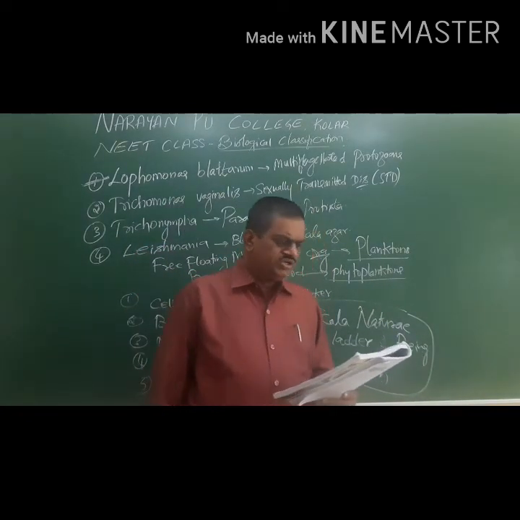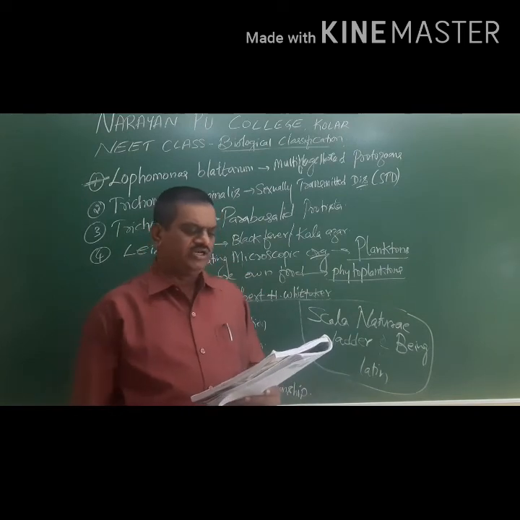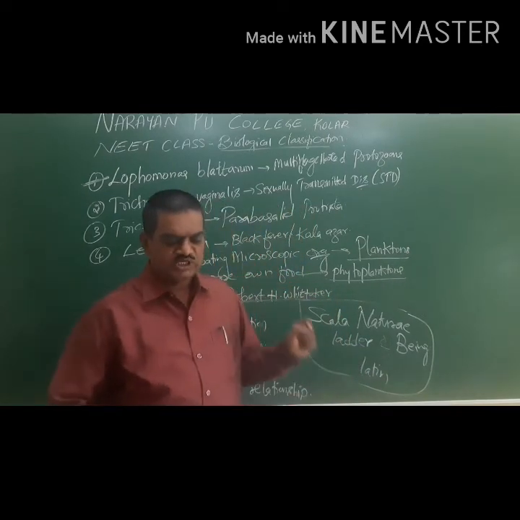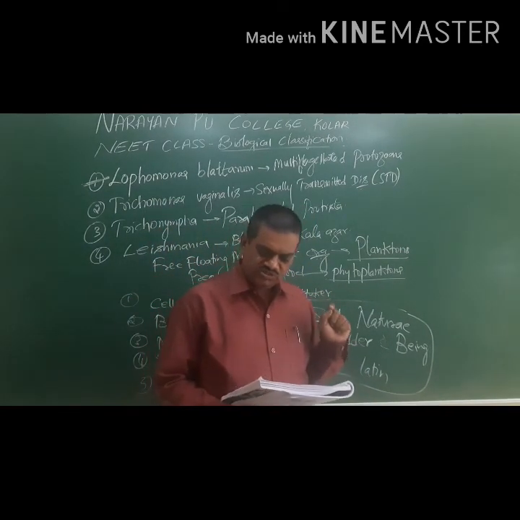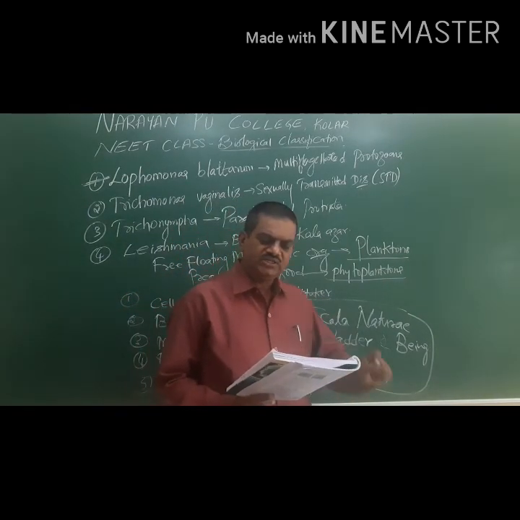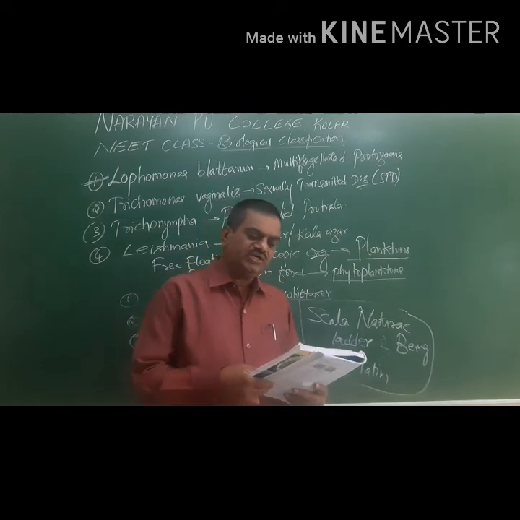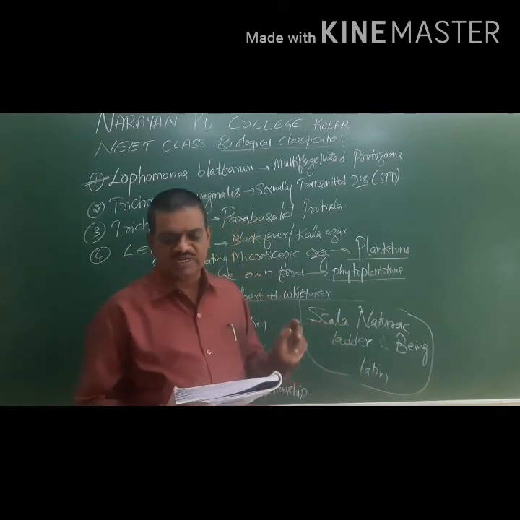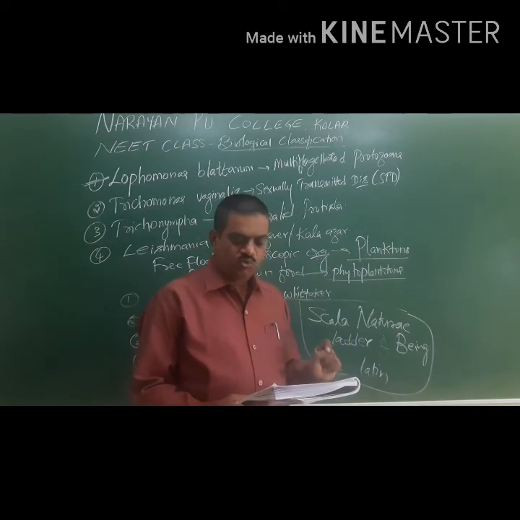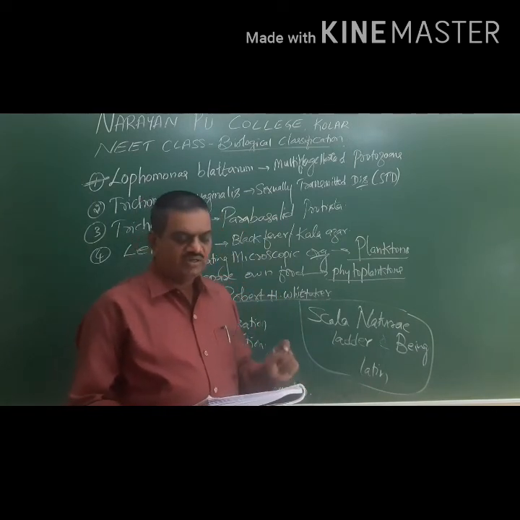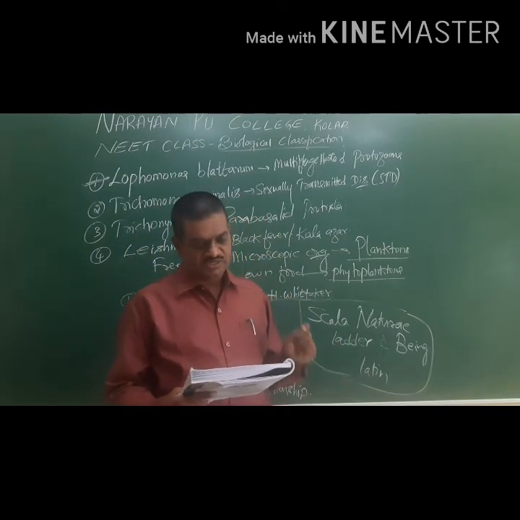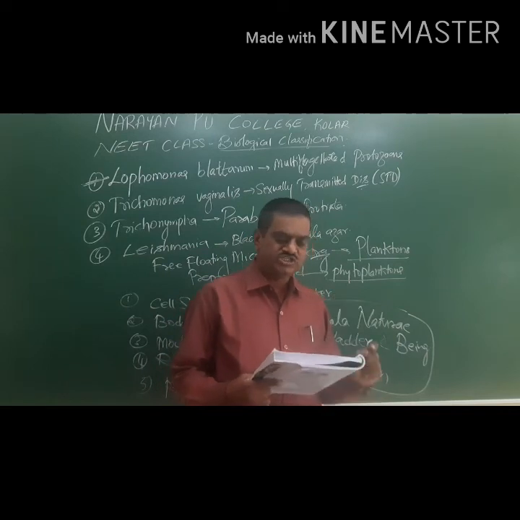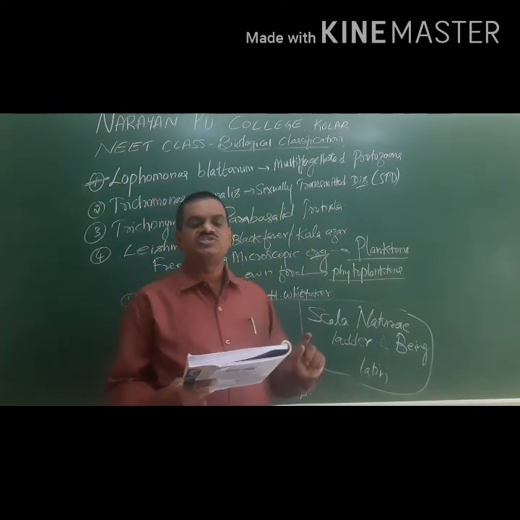So here the first option, Darwin. Darwin has written a book called Origin of Species by Natural Selection, so this is not the answer. The other one is Whittaker, who has written a book called Communities and Ecosystems. And the third one, Linnaeus, has written Systema Naturae and Species Plantarum.